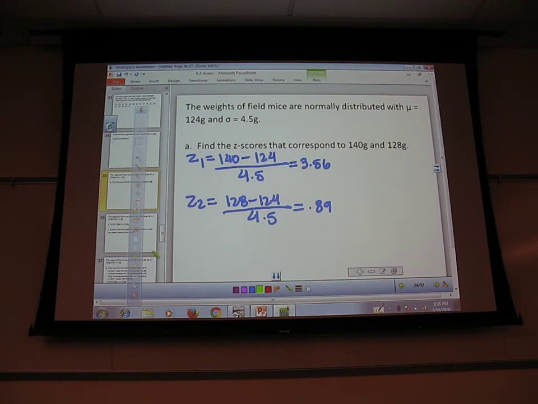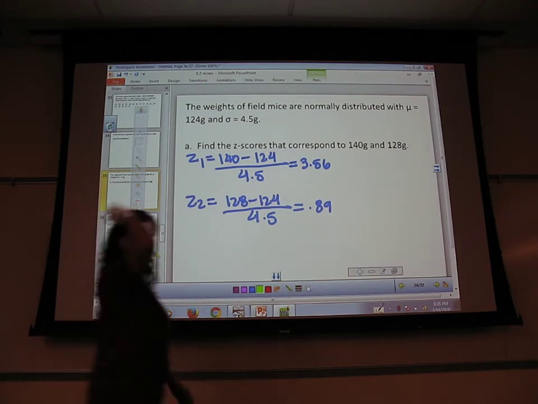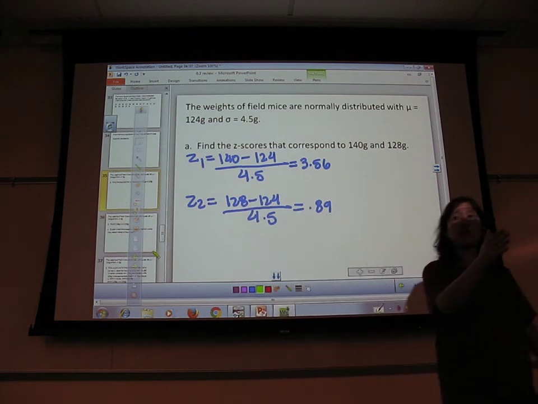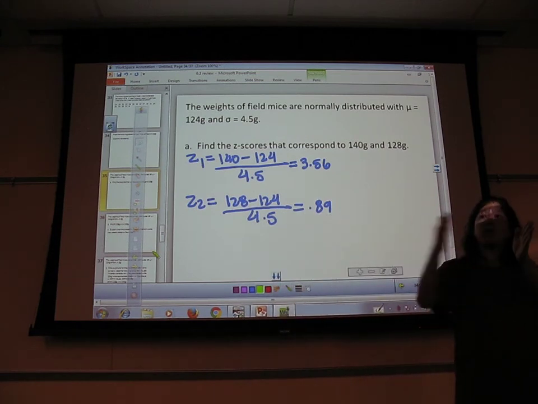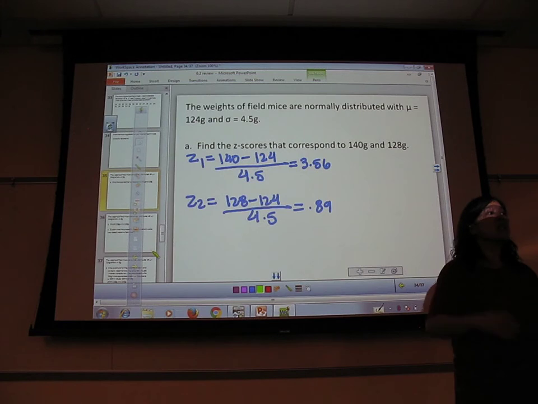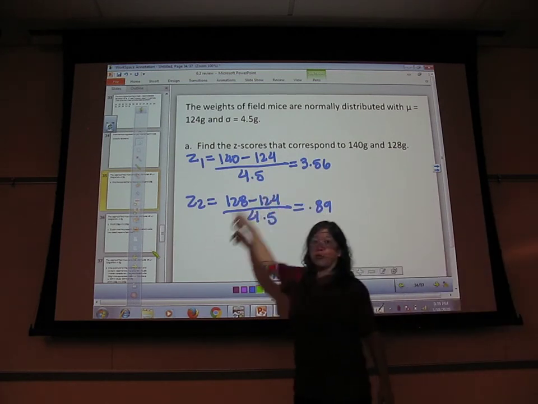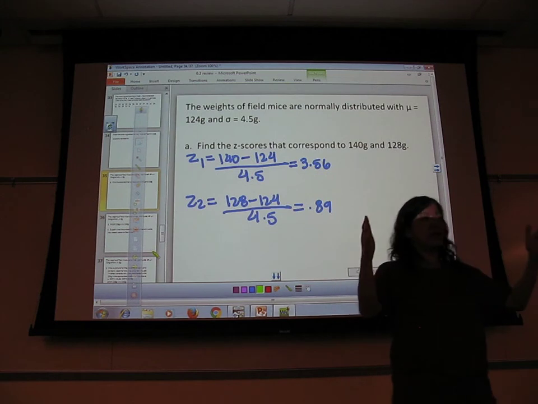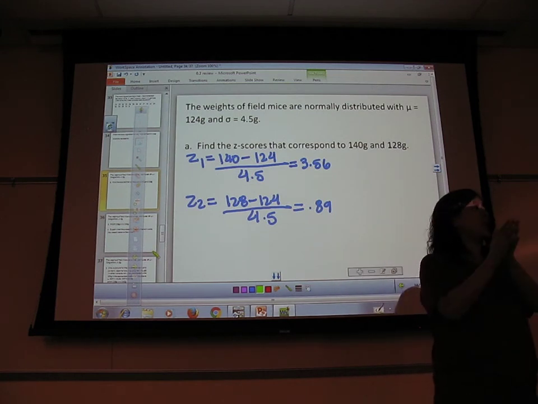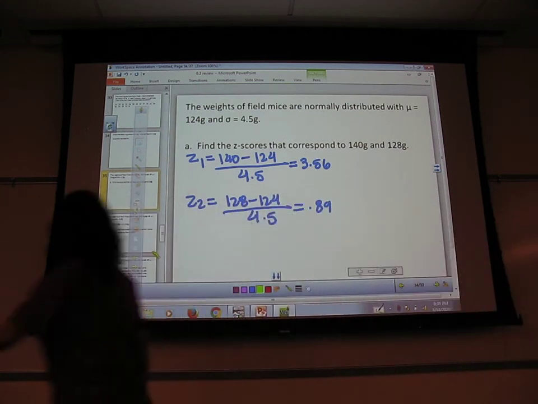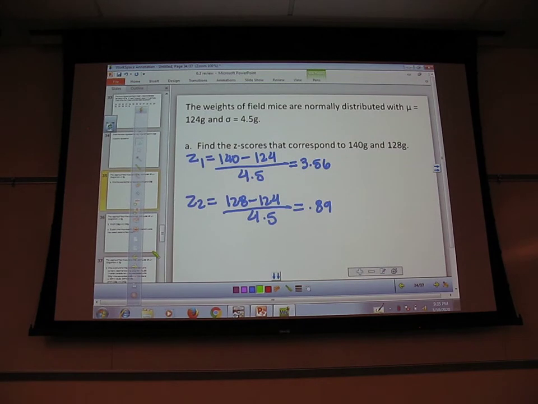Good. Because remember, I'm either going to give you one value and expect you to find the probability below or above it, or I'm going to give you 2 values, which means you have to find 2 z-scores, one for each of them, and you need to find the area between them. So that's the first part.